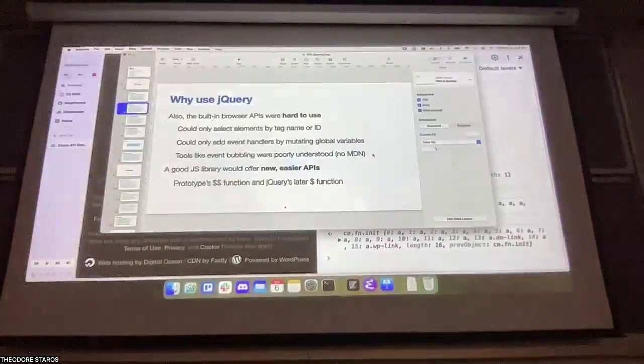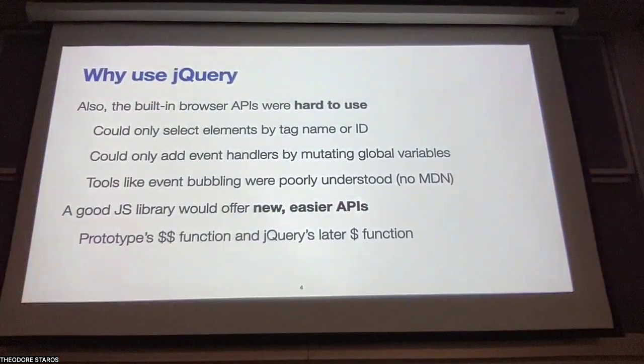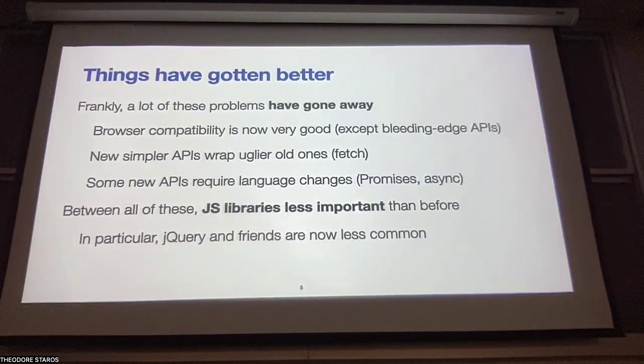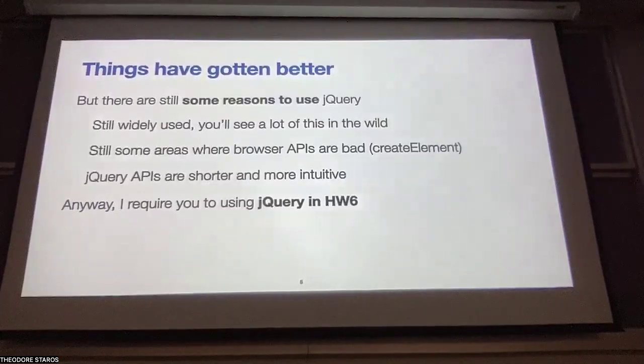So back in the day, jQuery was super useful, to paper over browser incompatibilities and so on. These days, that's less of a use, just because browser compatibility is really good. Some of the APIs have been replaced by better ones. And so all in all, these libraries are less important. I still want you to be familiar with them.